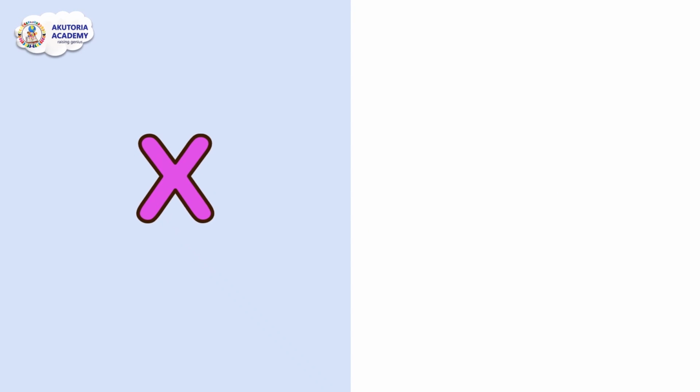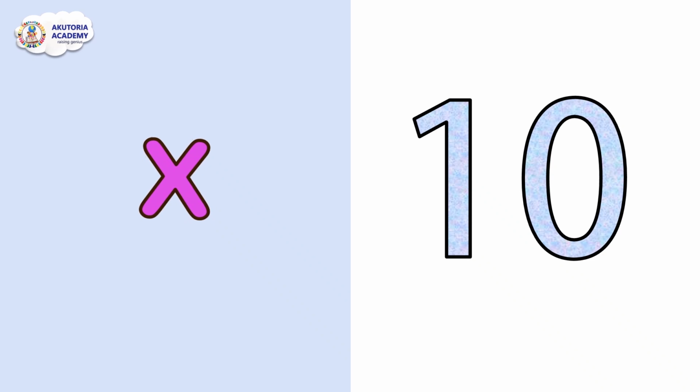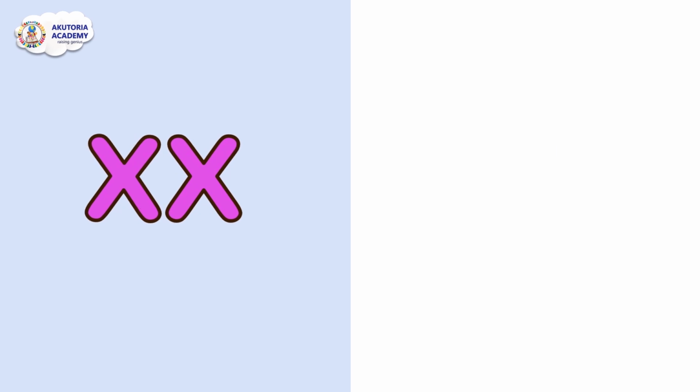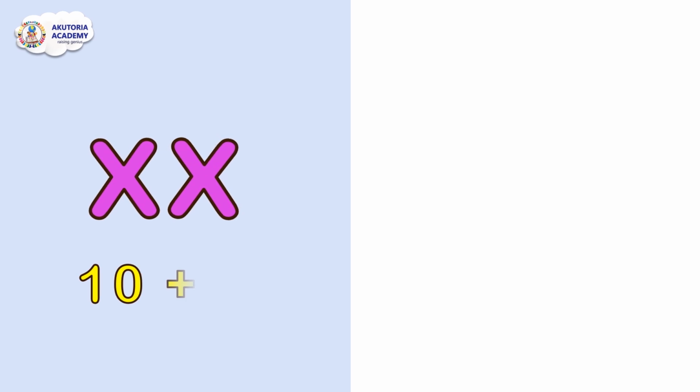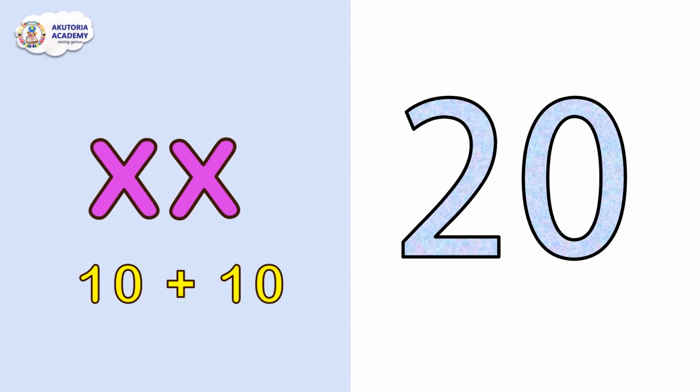If you can remember, we said X stands for 10. So whenever you see X in the Roman numerals, we're talking about number 10. Whenever you see double X, XX, in the Roman numerals, it stands for 10 plus 10. And 10 plus 10 is 20. So double X, or you say XX, stands for 20 in digit form.